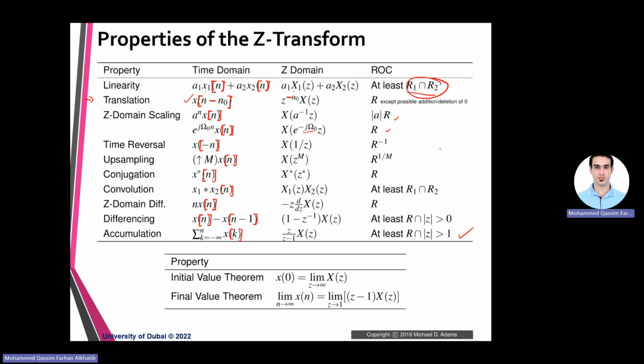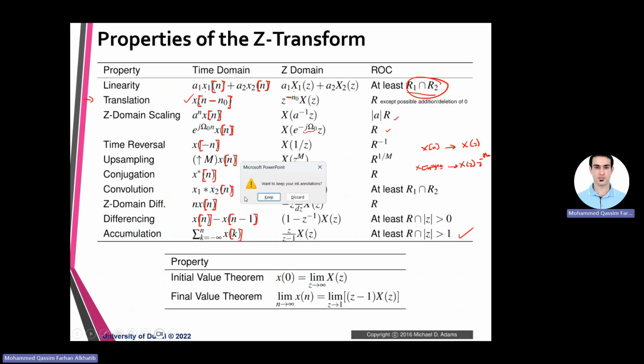So if you have x of n that led to X of z, and you make this shift, x of n minus n naught, it's going to be X of z times z to the negative n naught.